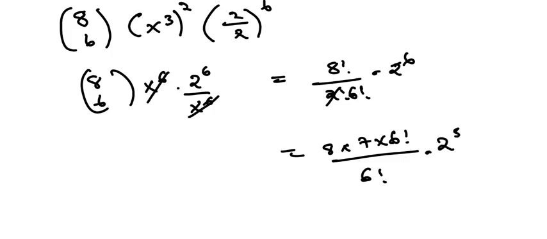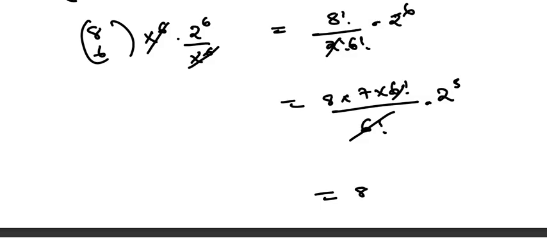This is 2 to the power 5. This cancels. The final answer is just 8 by 7 by 32. Yeah, so this is going to give you your answer. You can multiply this. That's a constant, right? That's the 7th term that they wanted.